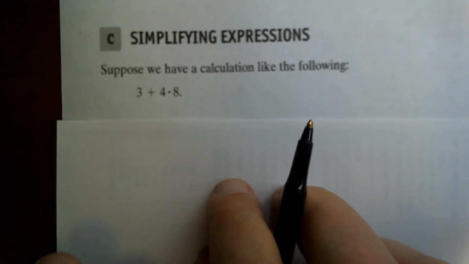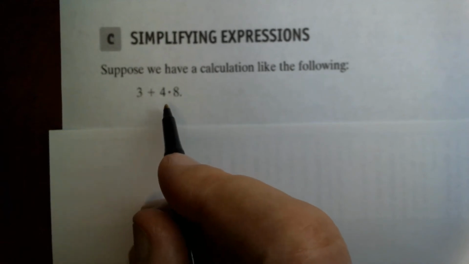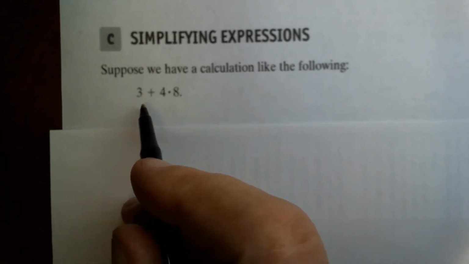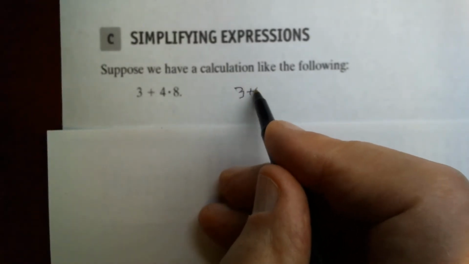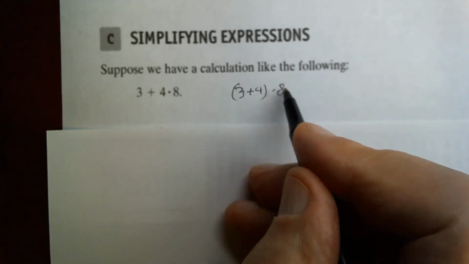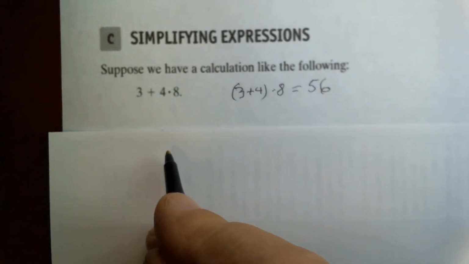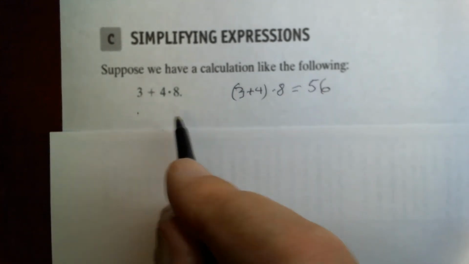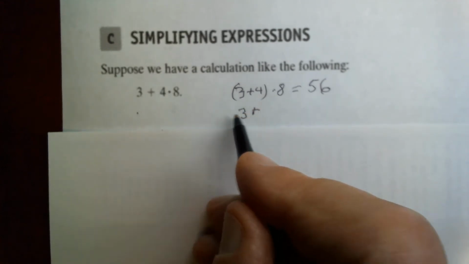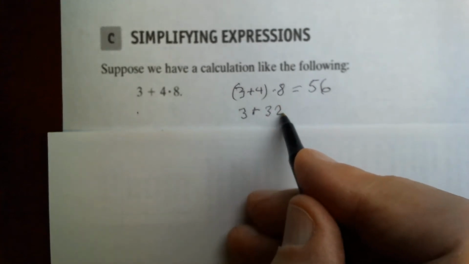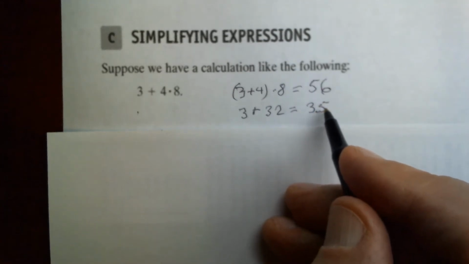The next topic is about simplifying expressions. So suppose we have to evaluate the following expression, 3 plus 4 times 8. The question comes up, do we add the 3 to the 4 and then multiply by 8, which would be 3 plus 4 is 7, times 8, or 56? Or do we multiply 4 times 8 first? We have 3 plus 4 times 8, and 4 times 8 is 32, which would be equal to 35. Obviously, only one answer is correct. They couldn't both be correct because they're different numbers.